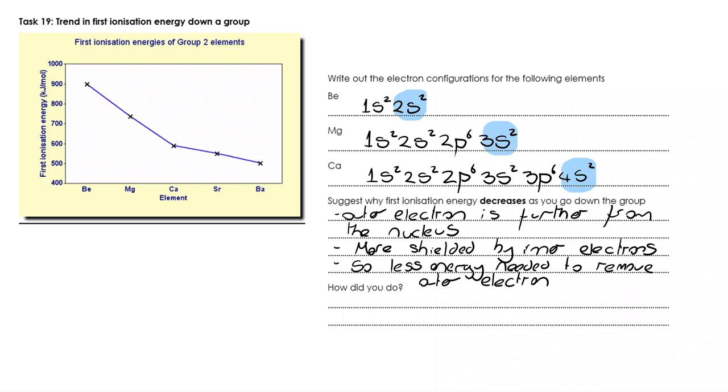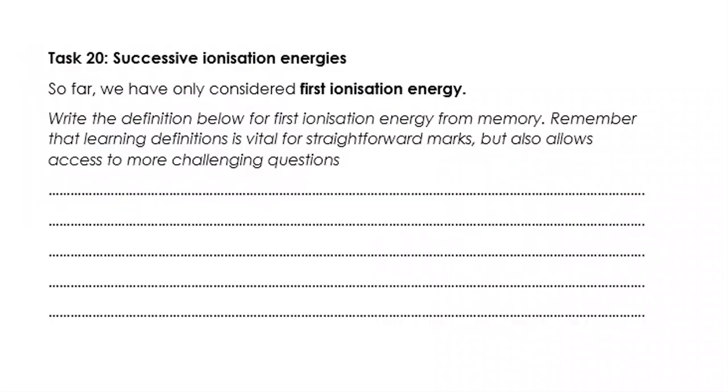And then we need to look at successive ionization energies. A really common question, something that comes up a lot, and a really lovely little 1 or 2 marker sometimes, as long as you are confident with what you need to do. So first ionization energy takes us from an atom to a +1 ion. What might we mean by subsequent ionization energies?